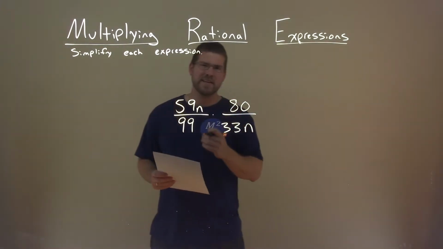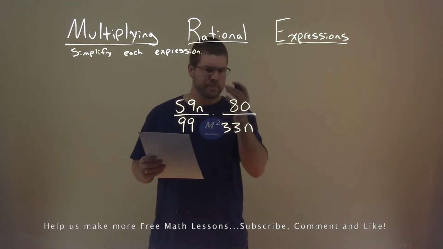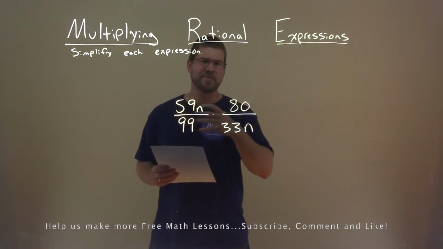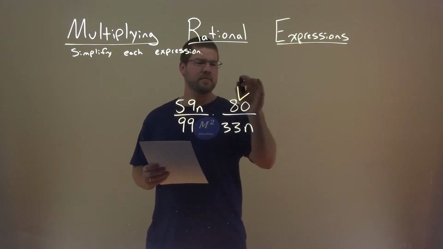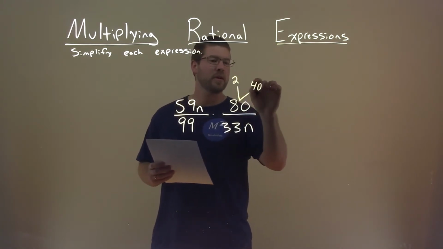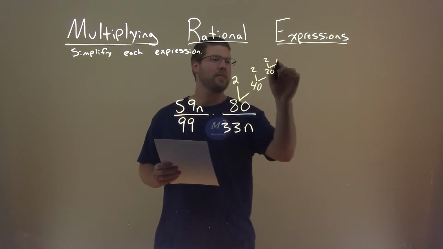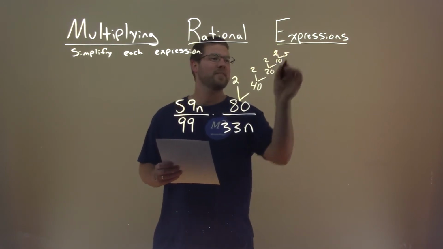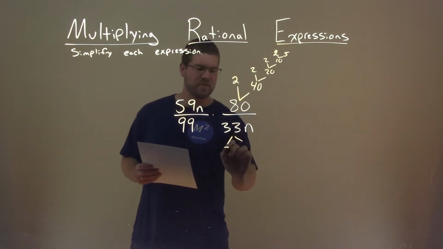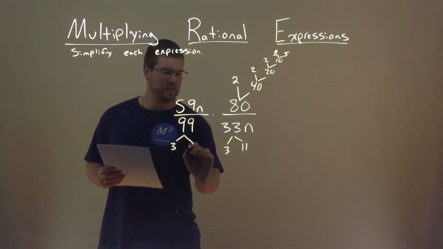So we're given this expression right here, and we want to simplify this. Well, let's break down what we know. 59 is a prime number, so it doesn't really break down. 80 we know was what? 2 and 40, and 40 again can break down to 2 and 20, and then 2 and 10, being 4 and 2 and 5. 33 is just 3 and 11, and 99 is 3 and 33, and 33 we know to be 3 and 11.